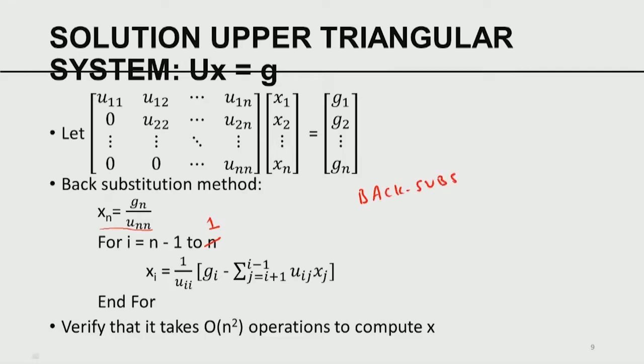So by using a method of back substitution, I have a formula which is very similar to a do loop. There is another embedded do loop because of the summation sign. So these two together require on the order of n square operations.